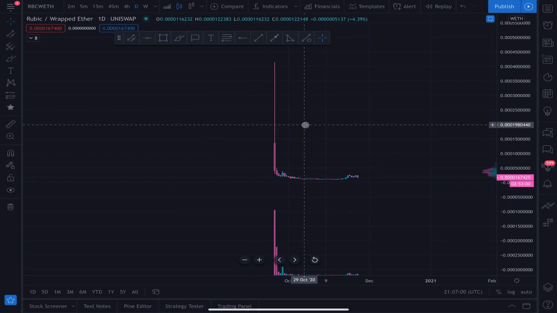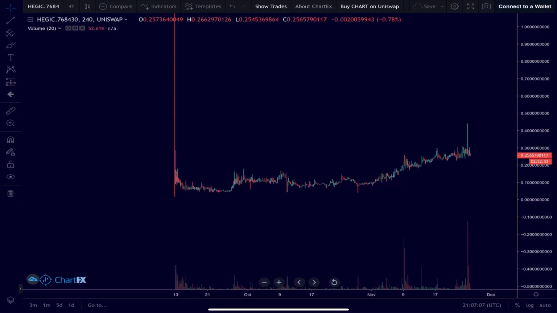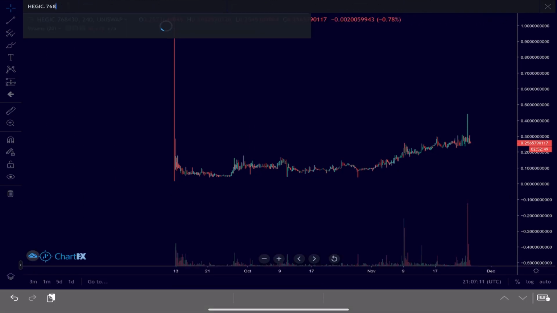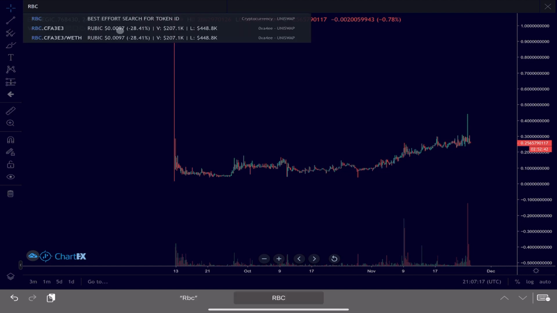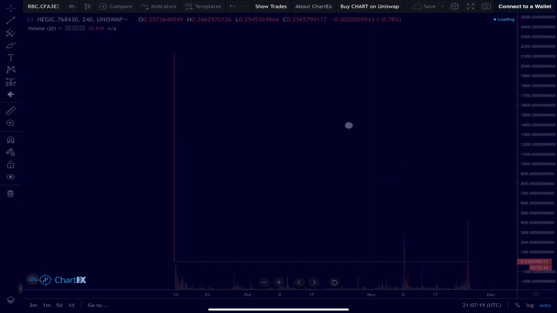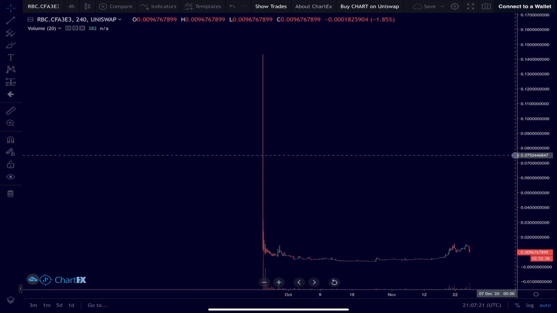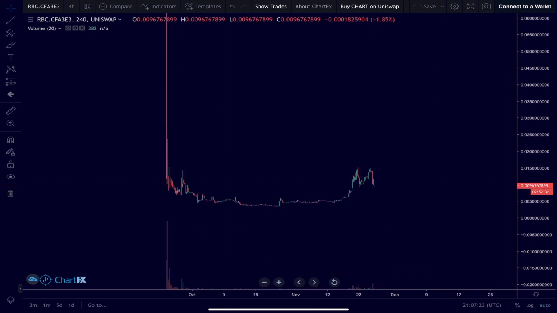The only pair I could find here is, oh, you know what, they probably have it on Hedgic. Hedgic is a cool project. You should go check out Hedgic. But let's go RBC Tether. Do they have a Tether? Okay, so let's zoom in here and see what we can see.